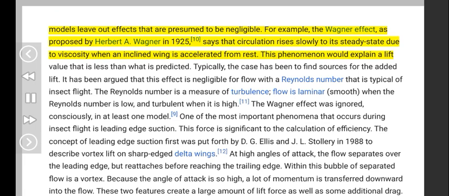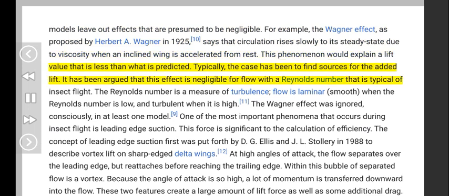For example, the Wagner effect, as proposed by Herbert A. Wagner in 1925, says that circulation rises slowly to its steady state due to viscosity when an inclined wing is accelerated from rest. This phenomenon would explain a lift value that is less than what is predicted. Typically, the case has been to find sources for the added lift.